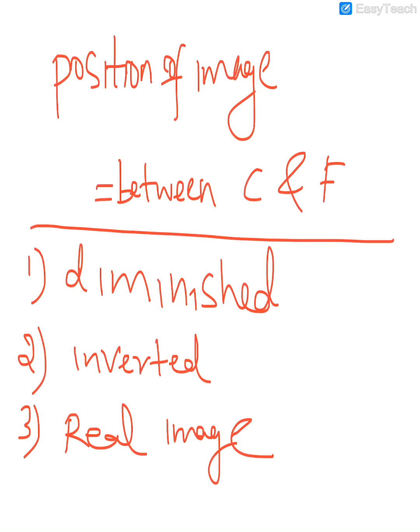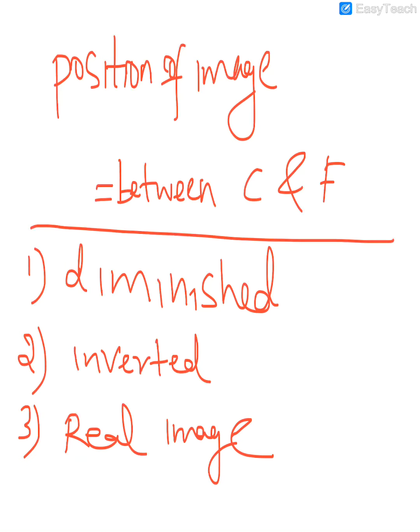Then place an object. Object can have any size, but always take some 2-3 centimeter size object. Using an arrow, mark it. Then apply the rules of reflection. You are having 4 rules of reflection. You need minimum 2 reflected rays to get an image.